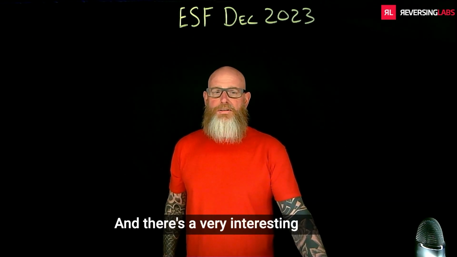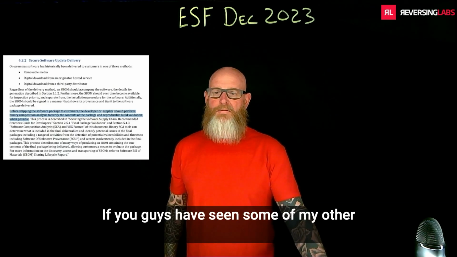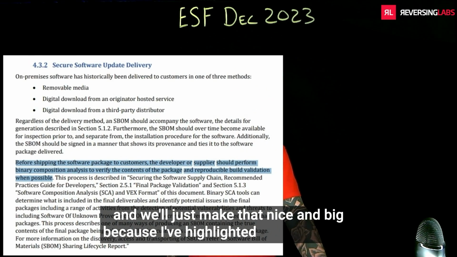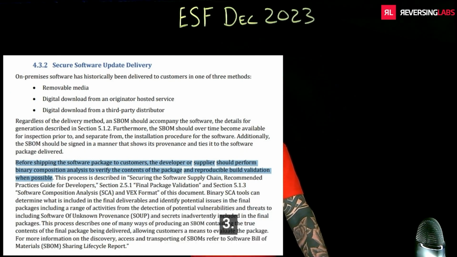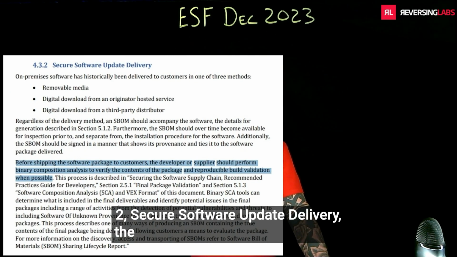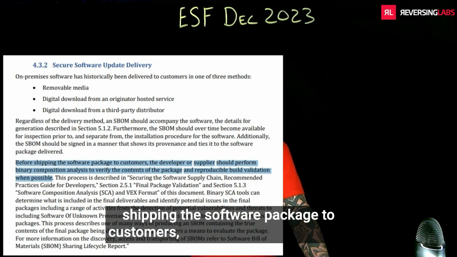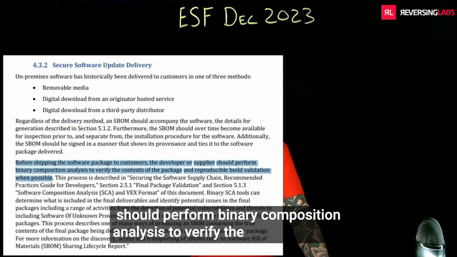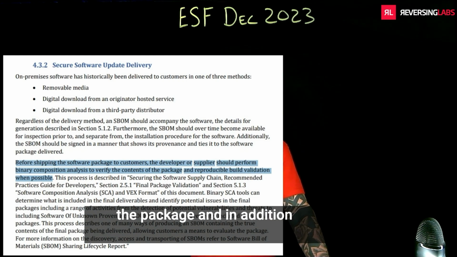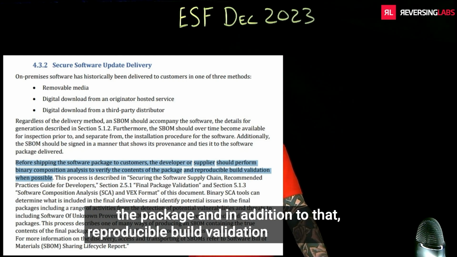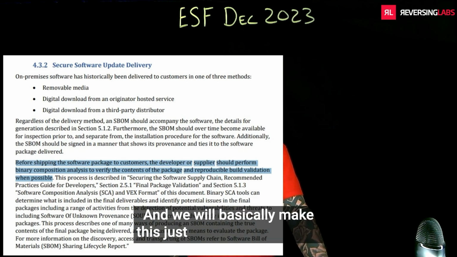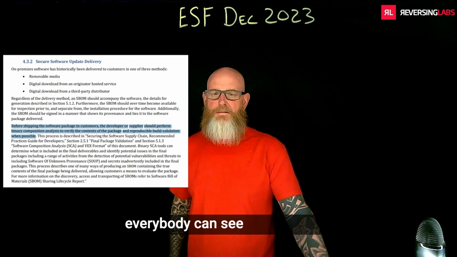And there's a very interesting quote. If you guys have seen some of my other videos, I always talk about binary analysis. In section 4.3.2, Secure Software Update Delivery, the document actually says, before shipping the software package to customers, the developer or supplier should perform binary composition analysis to verify the components of the package, and in addition to that, reproducible build validation when possible. Let's talk about these things.